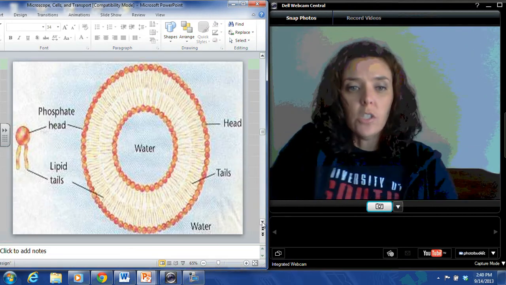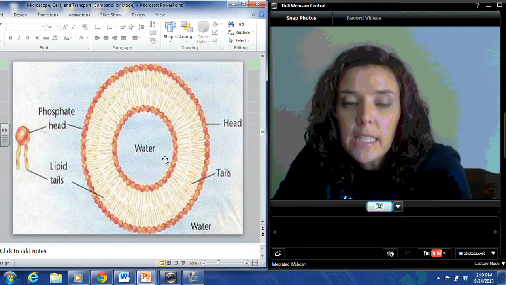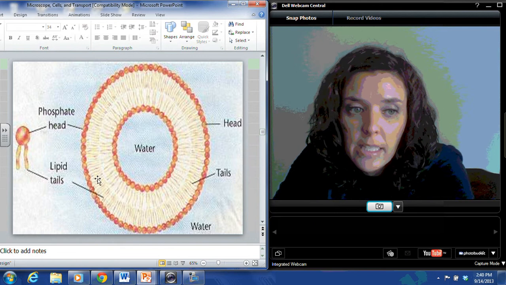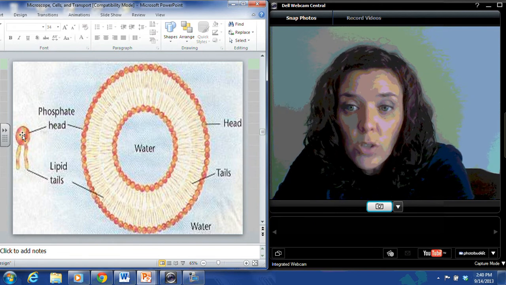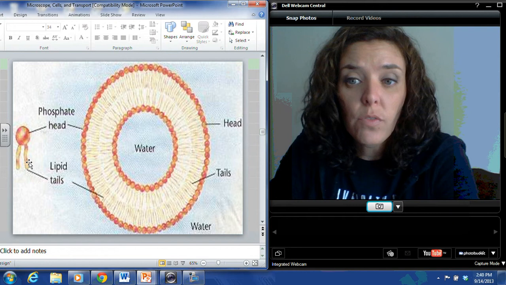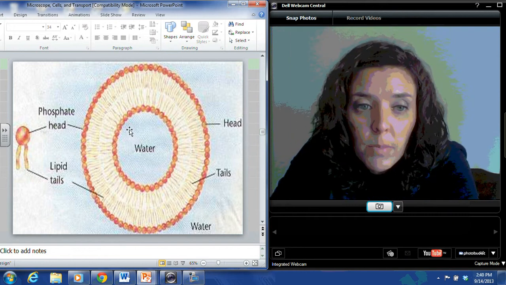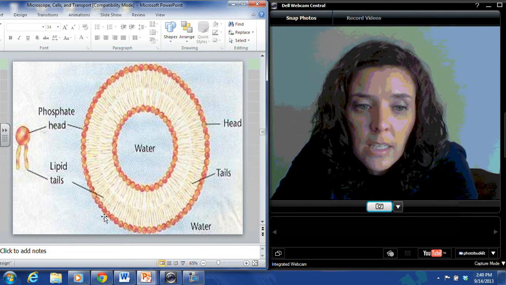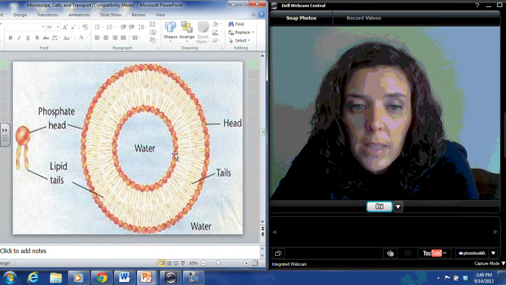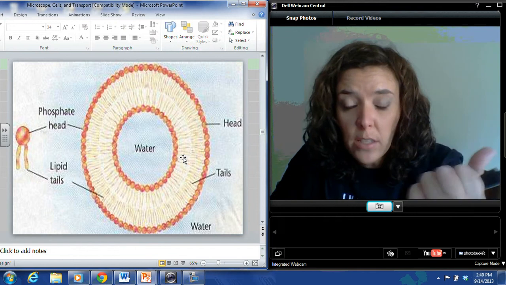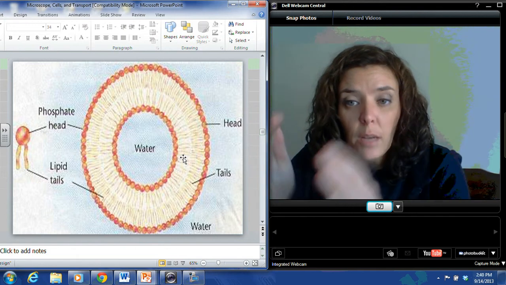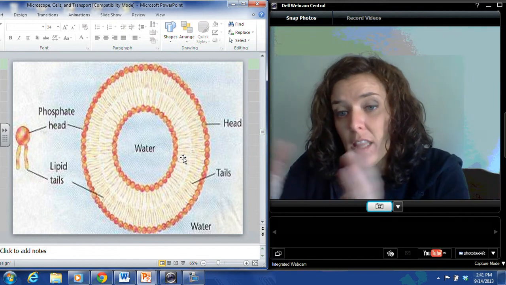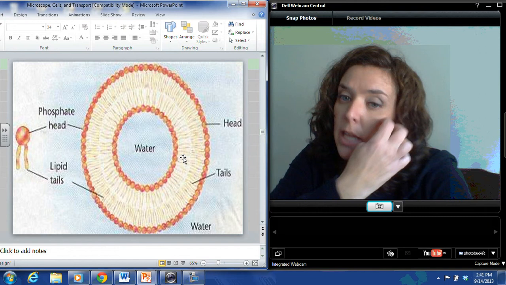So again, this is showing that there is water on the inside and water on the outside. These heads are your phosphate heads, as you can see here, which are hydrophilic, and then the tails are hydrophobic. Okay, so the water is going to be attracted to the heads on the inside and on the outside, but the lipid tails are going to push it away. It's going to reject the water. Okay, so it helps keep this membrane, helps it keep the barrier so that we can keep water on the inside and we can keep water on the outside.